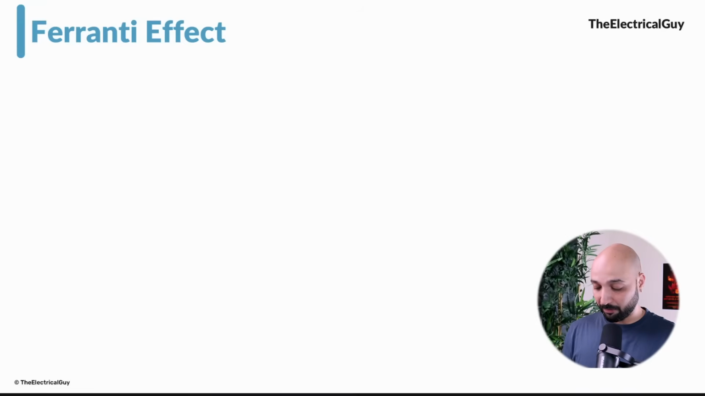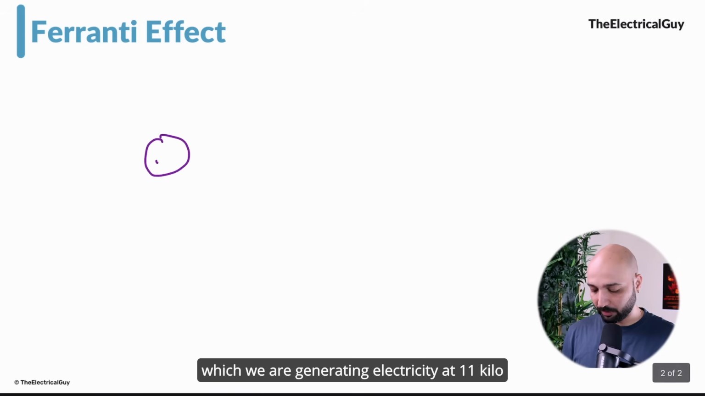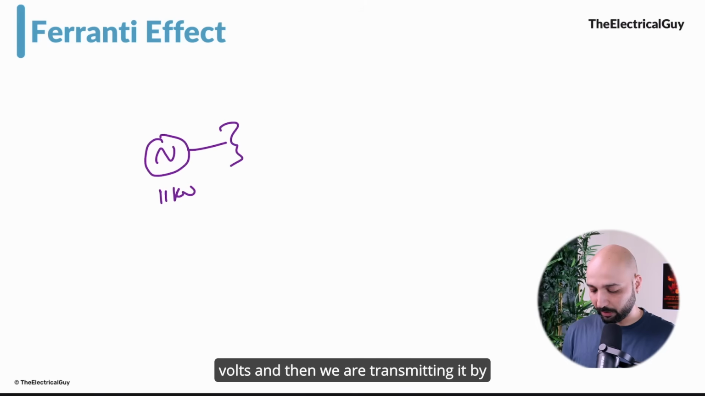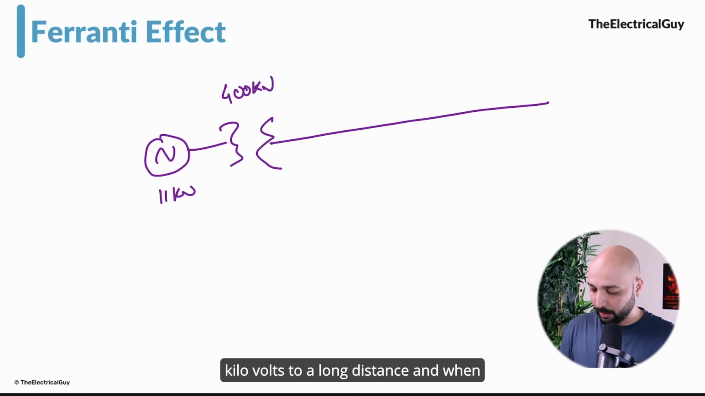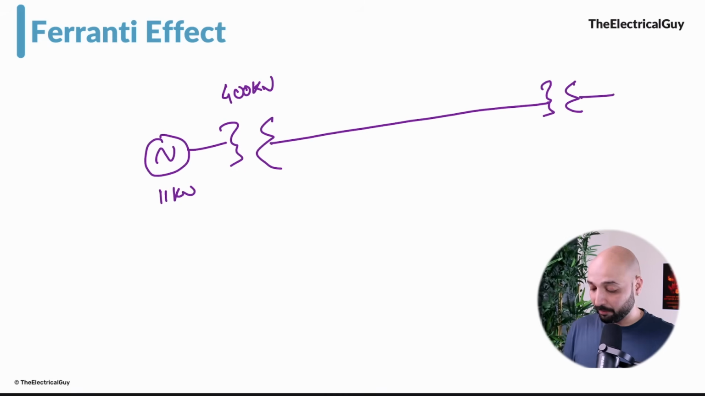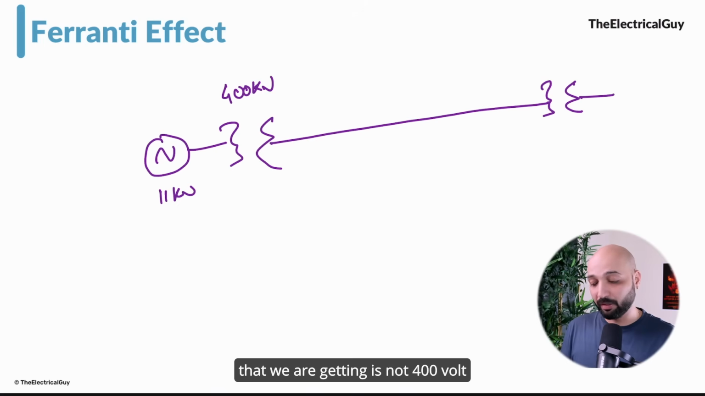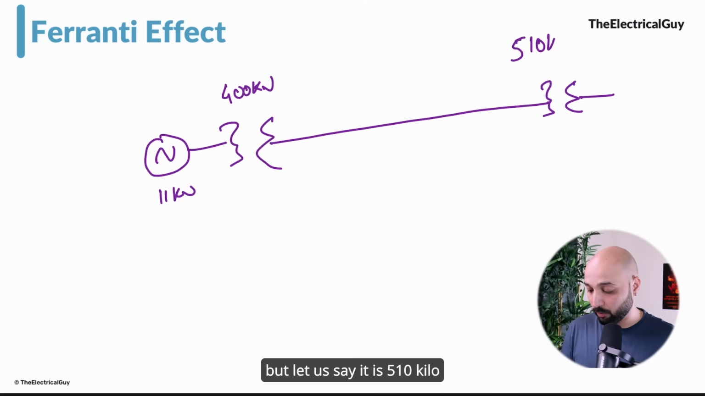So imagine we have a generating station in which we are generating electricity at 11 kilovolts, and then we are transmitting it by stepping it up to, let's say, 400 kilovolts to a long distance. And when we get that electricity at the receiving end, we see that the supply voltage that we are getting is not 400 kilovolts, but let's say it's 510 kilovolts.